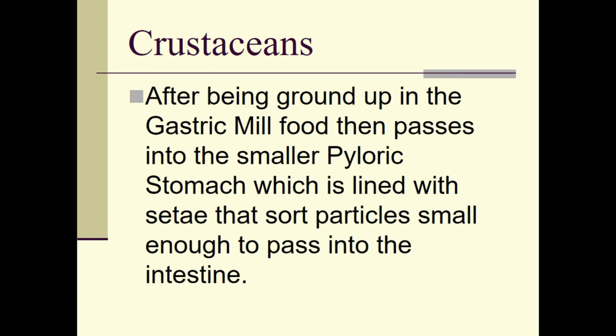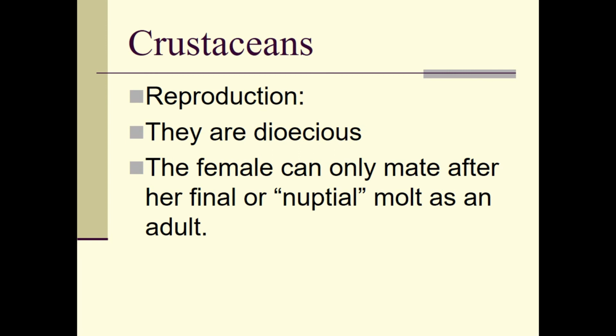After being ground up in the gastric mill, food then passes into the smaller pyloric stomach, which is lined with setae, tiny hairs, that sort particles small enough to pass into the intestine. So there's kind of a lot going on there in their stomach. It's doing a lot of sorting and grinding of the food that they have just eaten.